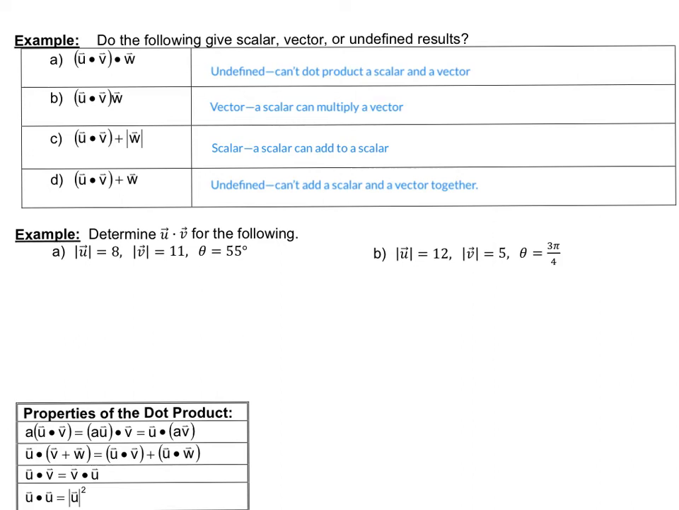All right, we'll talk about these examples here that we have. The first one should be undefined, and that is because the first little section here, when I take the dot product of u and v, that gives us a scalar. And when we have a scalar, we can't do the scalar dotted with a vector. It's a vector dot with a vector. So you can't dot product a scalar with a vector.